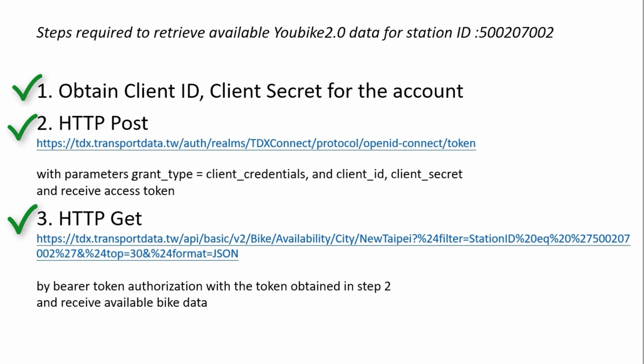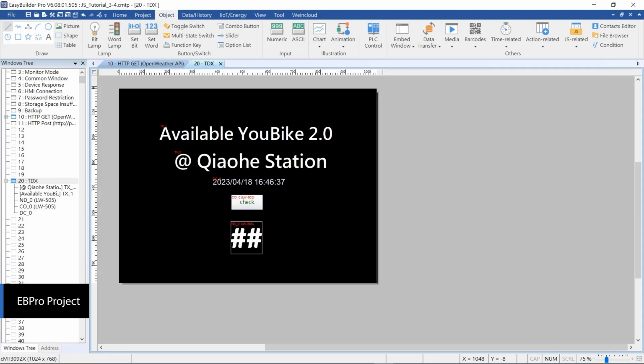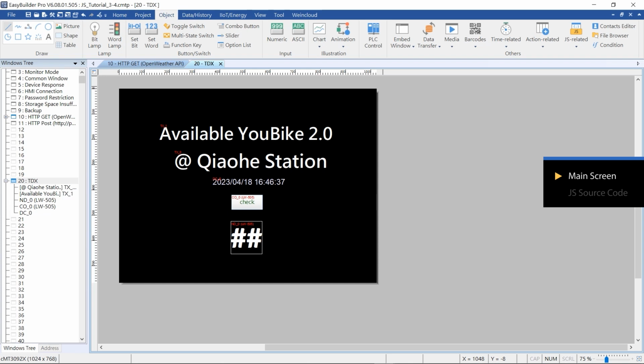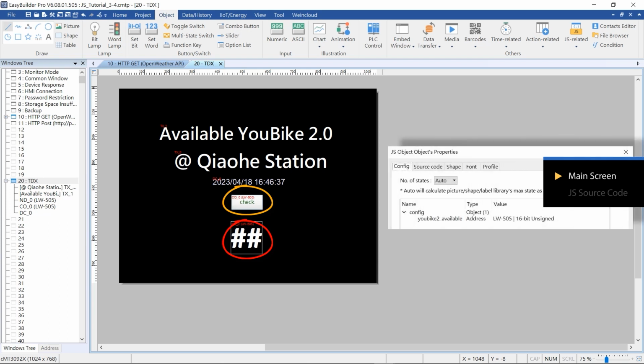Let's move on to our project and source code. On the main screen, there is a numeric display field for showing the result, and a check JavaScript object which executes JavaScript code when clicked. For the JS object, the corresponding address is set, and for simplicity, constants like the URL and app ID are hard-coded in the source code.